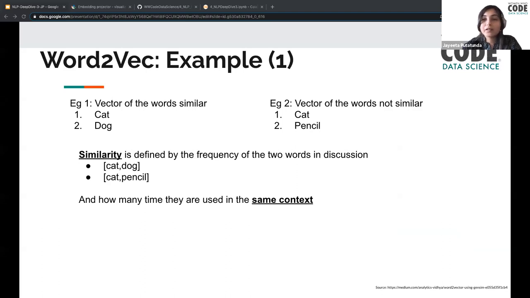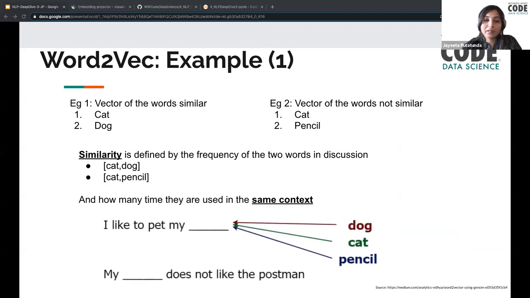So this similarity is defined by the frequency of two words in question. That is, how many times cat and dog, or cat and pencil, have been used in the same context. So say you have this example: I like to pet my dash, and you have three options: dog, cat, and pencil. Which one do you think is the odd one out? As humans, very clearly the pencil becomes the odd one out of all these three options. But why is the pencil the odd one out? The spelling is fine. The grammar would also hold up if we used, I like to pet my pencil, but it still doesn't make sense because contextually the word pencil is not correct here.